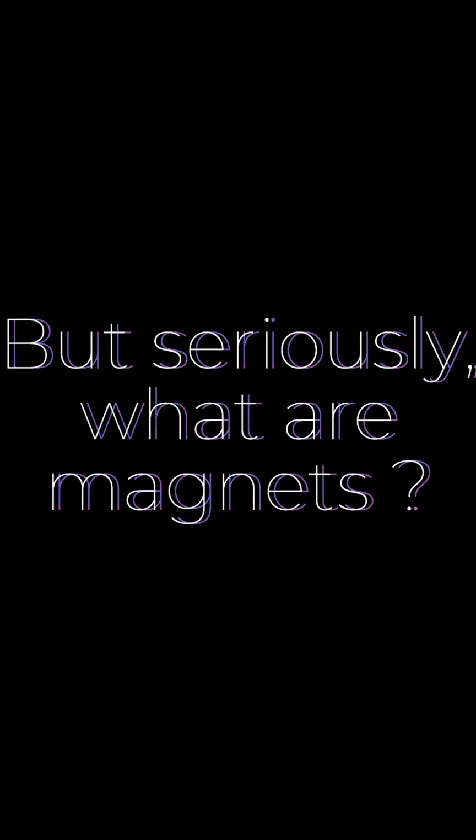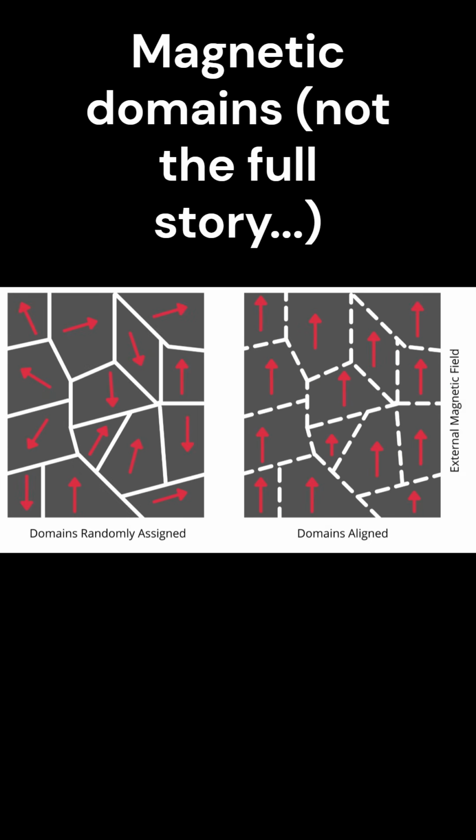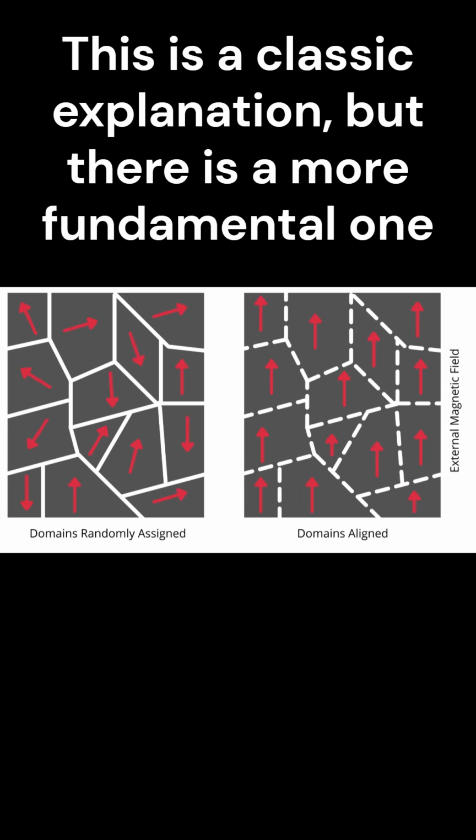Ever wondered how magnets actually work? You've probably heard explanations based on magnetic domains, saying a magnet is made of smaller magnets which are aligned together, called domains, and that creates its external magnetic field. But that's definitely not the full story.